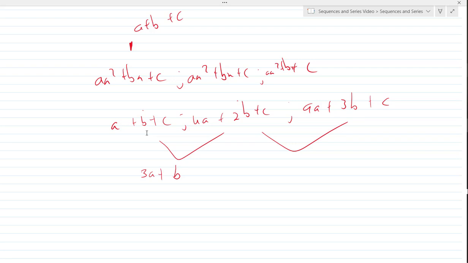Okay, and then let's do this next thing. Again, c minus c, that's just going to be 0. 3b minus 2b, that's going to be positive b, right? And then 9a minus 4a, that's going to be plus 5a. Okay, and then we can find the thing over here as well, that's going to be 2a.